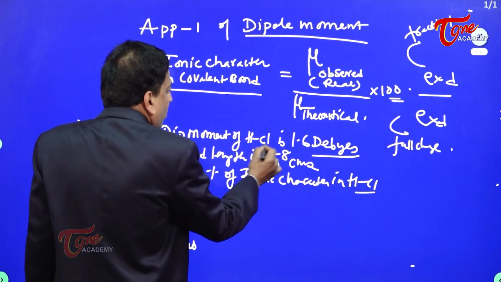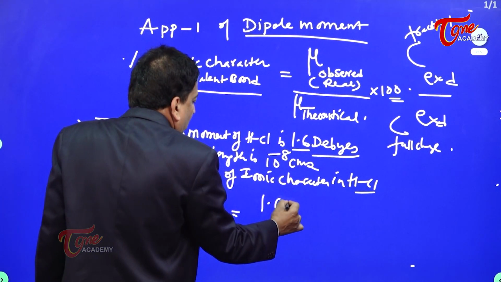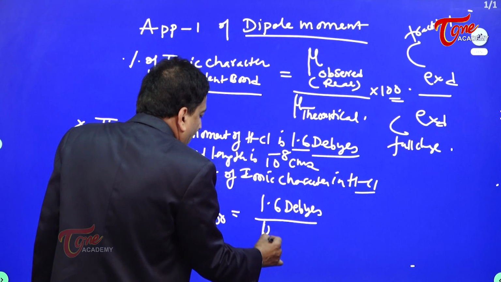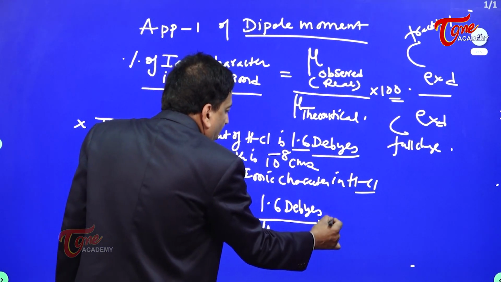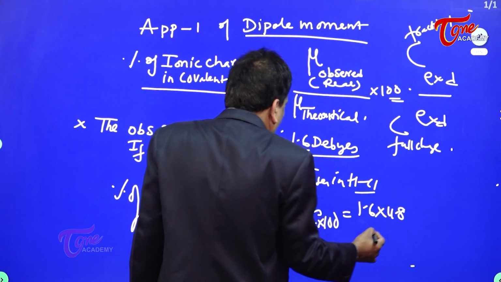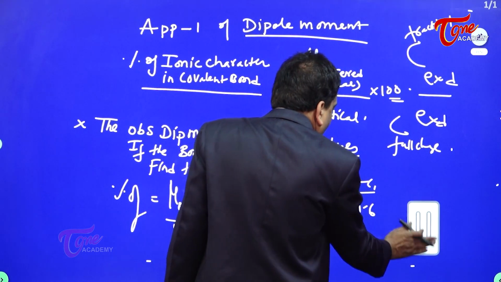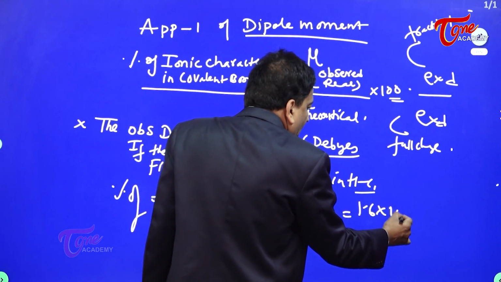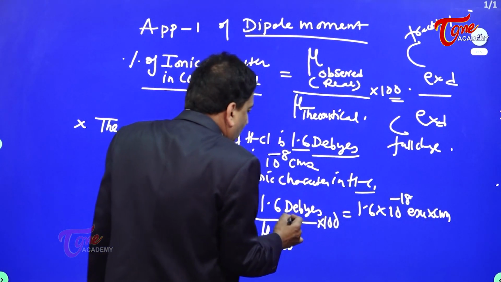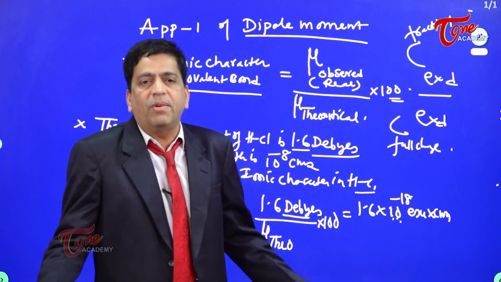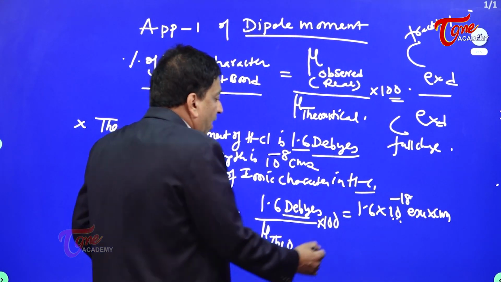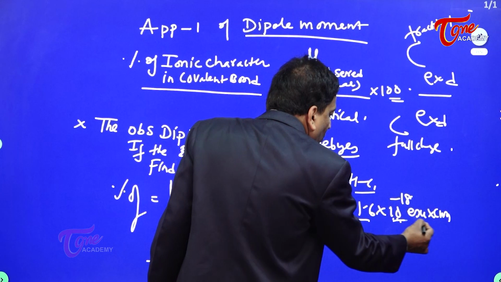So mu observed is given to you, it is 1.6 debye, by mu theoretical into 100. This can be written as 1.6 into 1 debye, where 1 debye is 10 power minus 18 ESU into centimeters. That is what we were telling. 1 debye is 10 power minus 18 ESU into centimeters. So it is 1.6 debye, this is 1 debye, right?